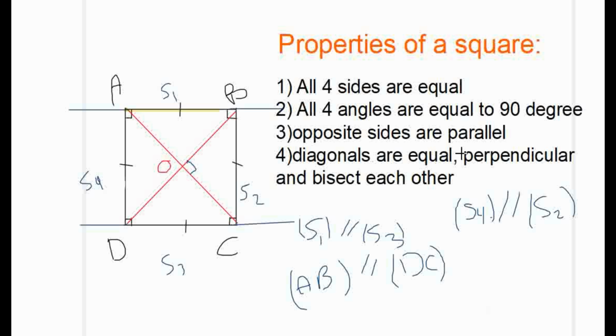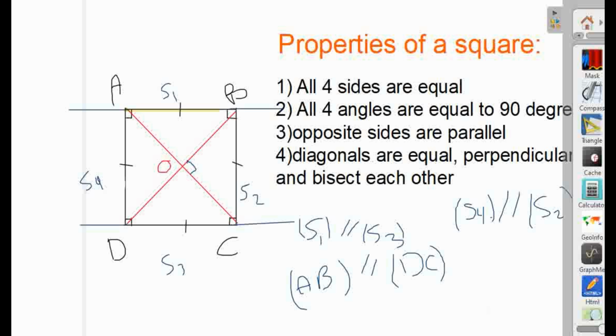So equal, we understand that. Perpendicular, we understand that. Bisect each other, what does that mean? Bisect each other means the two diagonals intersect at their midpoint. We have said that the diagonals are AC and DB. So if they bisect each other, that means that O is the midpoint of AC. Also, O should be the midpoint of BD. So if O is the midpoint of both AC and BD, then we say that the diagonals bisect each other.